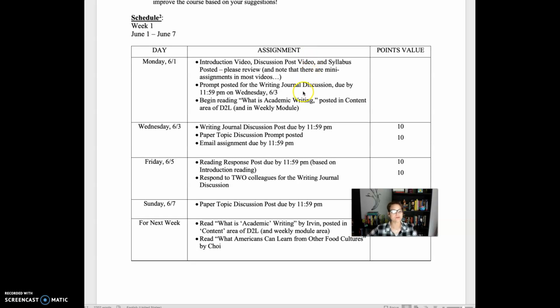So a prompt for the writing journal is going to be posted. That's due on Wednesday. And then I'm encouraging you to start reading what is academic writing. Okay, so that's something that's going to be posted, and you'll need to have that read not this week, but next week, but I'm trying to give you as much of a head start as possible, okay? So that's something to just consider. Wednesday, your writing journal discussion post is due. Your paper topic discussion prompt is going to be posted, okay? And then the email assignment that's including the answers for the questions that I'm posing in the video, that's going to be due to me by Wednesday, okay, by 11:59 p.m.